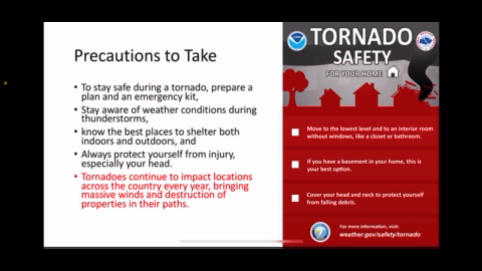Tornadoes continue to impact locations across the country every year, bringing massive winds and destruction of property in their path. Move to the lowest level of interior rooms without windows, like a closet or a bathroom. If you have a basement in your home, this is the best option. And make sure to cover your neck and protect yourself from falling debris.